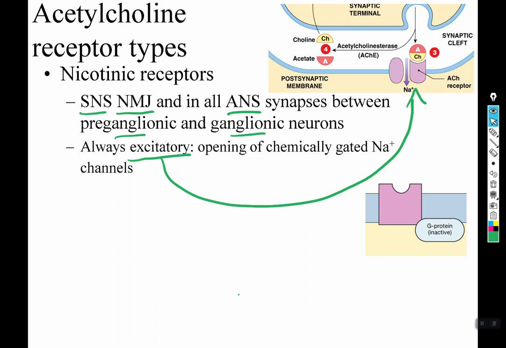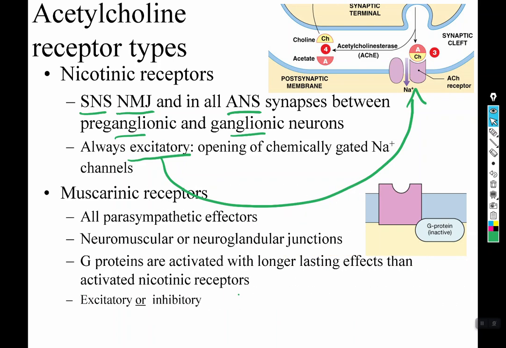Muscarinic effectors are present on all parasympathetic effectors. So there's acetylcholine present and being released by both neurons, but the receptor type differs. So all parasympathetic effectors have muscarinic. So these are the receptors that are interacting with the postganglionic neuron, releasing acetylcholine. And we've got these at neuromuscular or neuroglandular junctions.